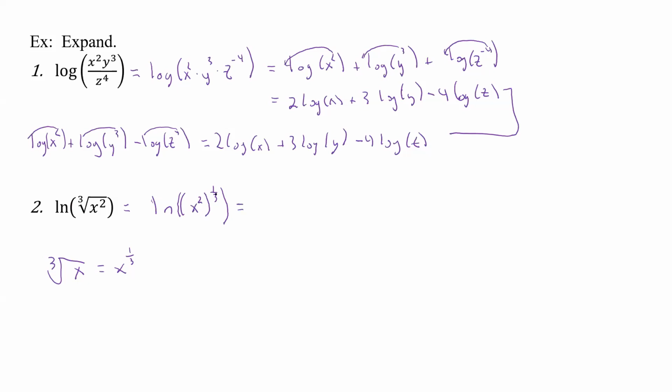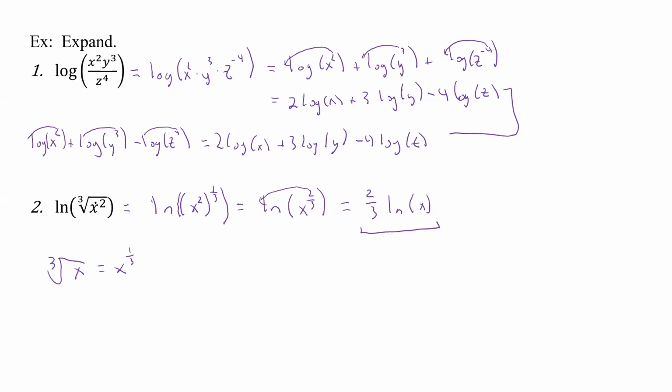Now what I'm going to do is multiply those two together. And when I do that, we have ln, and power rule just says that's going to give us x to the 2/3. Okay. Now, if we want to get rid of powers, we're going to bring that down in front. So that's 2/3 ln of x. And so that would be then our final answer.